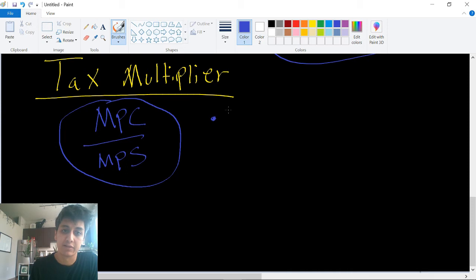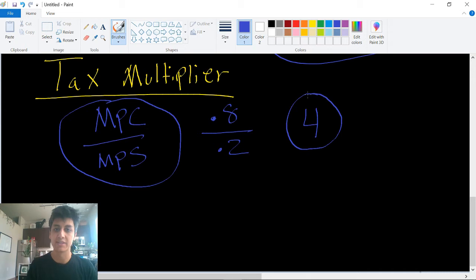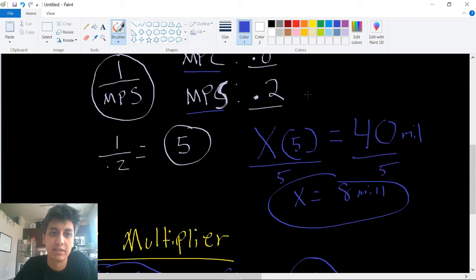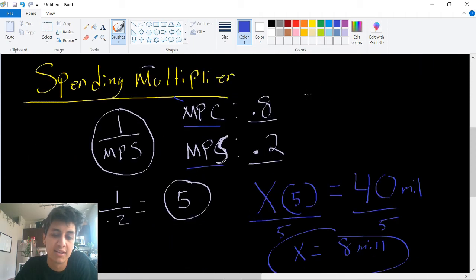And it gives us, right? It gives us 0.8. We're going to divide that by 0.2. What's that going to give us? 4. There's our tax multiplier. And notice how the tax multiplier is a little lower than the spending multiplier.